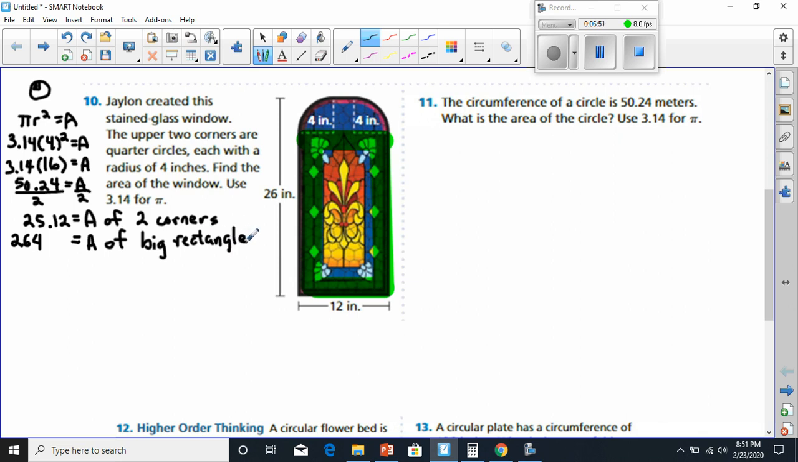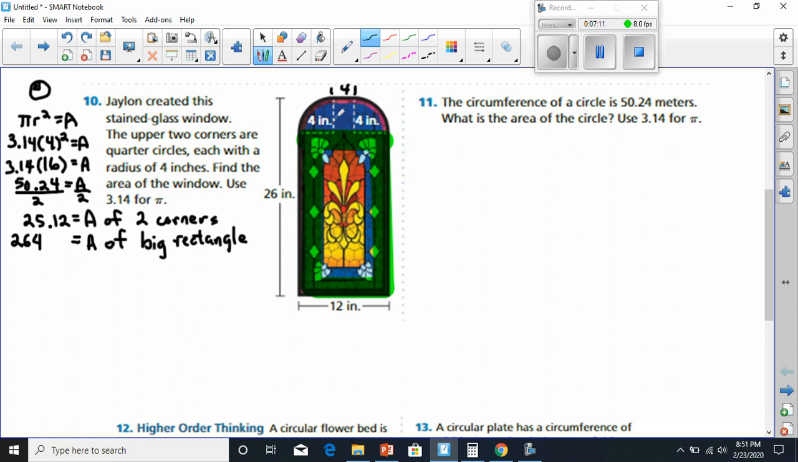Now we got the little rectangle to go. Now I know this whole thing is 12. So if I take 12 and minus, well, 4 plus 4 is 8. So if I take 12 and minus 8, that leaves me 4. So that means this is 4 right here. Even though it doesn't quite look as big as these sides over here, this must be 4.